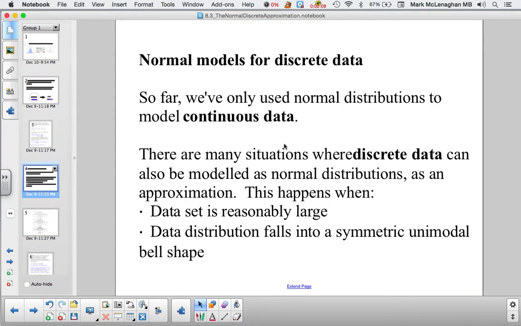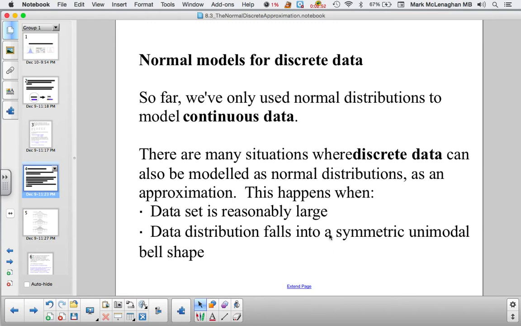So, normal models for discrete data. We've used continuous data so far, like the mass in kilograms, which changes continuously, time, anything like that. Now we want to look at how that works with discrete data. Sometimes discrete data can also be modeled by a normal distribution. If we looked at the discrete binomial probability distribution, or the discrete hypergeometric probability distribution, and you graph them, you'll notice that they do lead into what looks like a normal distribution curve, or bell curve.